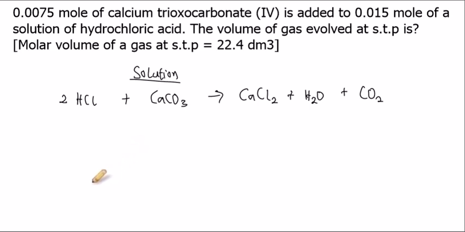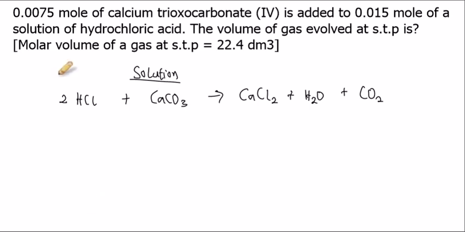In the question we have to determine the volume of the gas evolved. The gas evolved here is carbon dioxide. We are given the number of moles of calcium trioxocarbonate(IV) and the number of moles of hydrochloric acid. Since carbon dioxide will be evolved from calcium trioxocarbonate(IV), we'll be making use of the number of moles of calcium trioxocarbonate(IV) only, neglecting the number of moles of hydrochloric acid in our calculations.